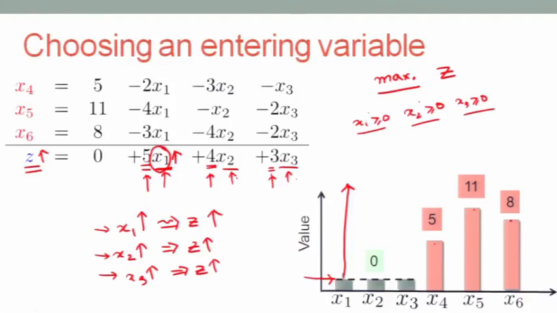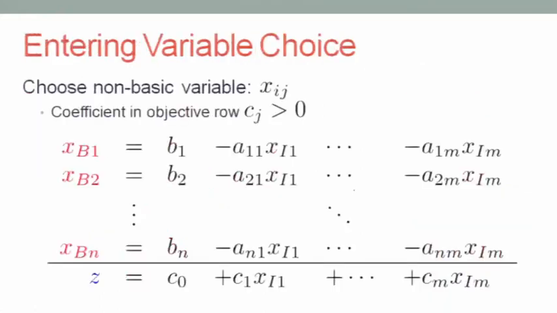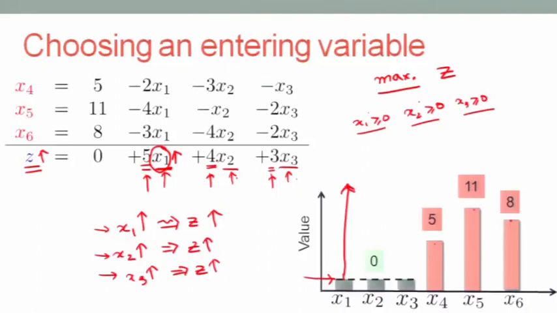Let's go ahead and take x1 all the way up, as far up as we can take it. You may say, let's take x1 to infinity, and z will go to infinity, and infinity is bigger than anything, right? So why can't we do that? Well, before we do that, let's look formally at the rule for the entering variable and then answer the question of why we can't do that.